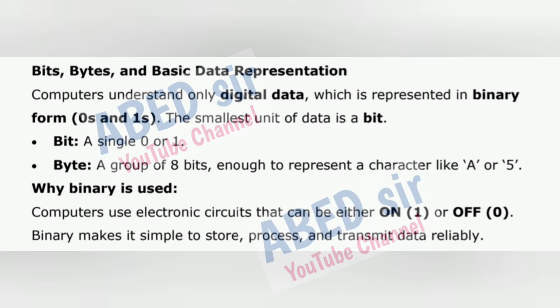The smallest unit of data is a bit. Bit: a single 0 or 1. Byte: a group of 8 bits, enough to represent a character like A or 5. Why binary is used? Computers use electronic circuits that can be either on, 1, or off, 0. Binary makes it simple to store, process, and transmit data reliably.